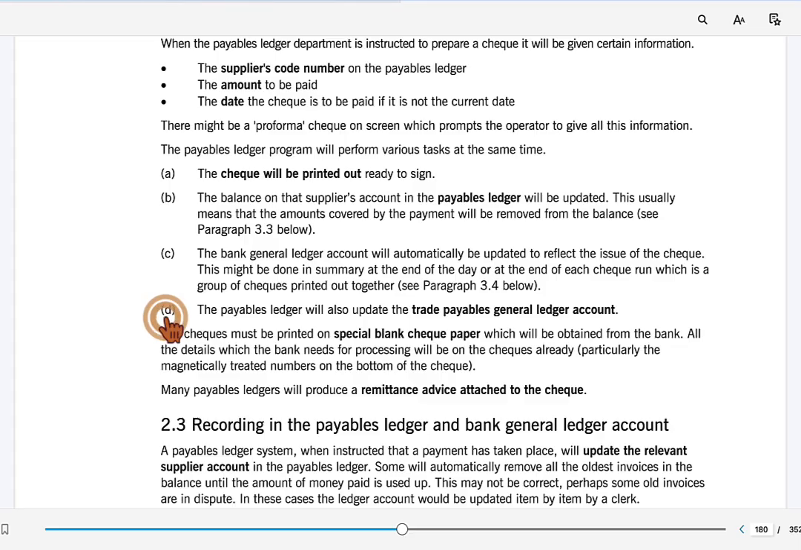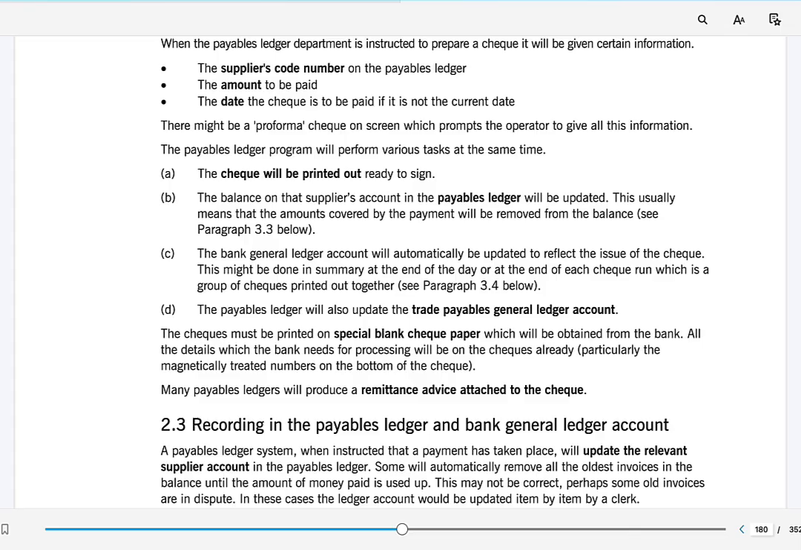Automatic Task 4. The trade payables general ledger account is updated. This means the total trade payables balance in the general ledger is reduced. So now we have the full double entry done automatically. Trade payables goes down, bank goes down. The system does the debit and credit behind the scenes.